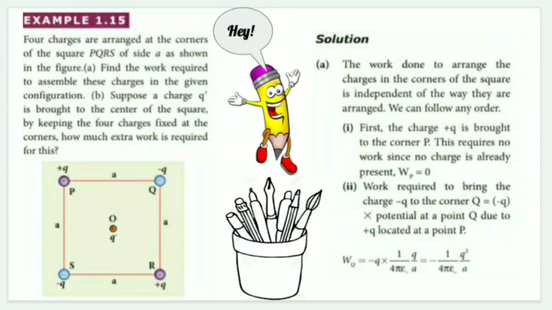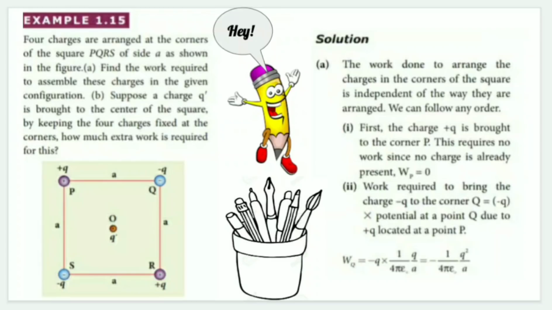Four charges are arranged at the corners of the square, first triangle, now square, PQRS of side a as shown in the figure. Find the work required to assemble these charges in the given configuration. Suppose a charge Q dash is brought to the center of the square by keeping the four charges fixed at the corners. How much extra work is required for this? Actually speaking, we are bringing a fifth charge, but the second case we can discuss later. First we will discuss the first subdivision.